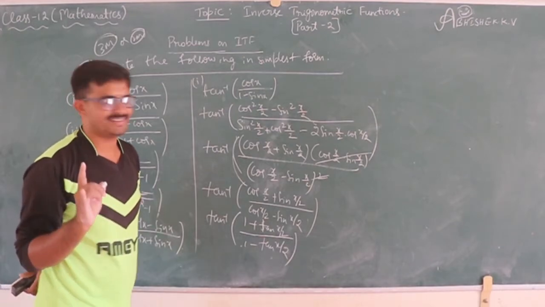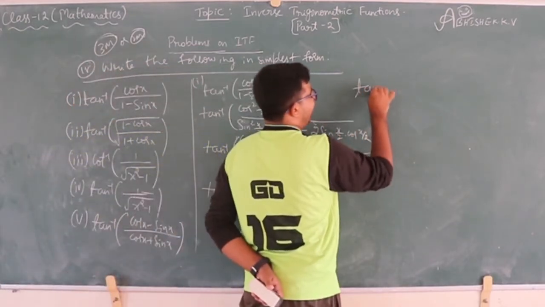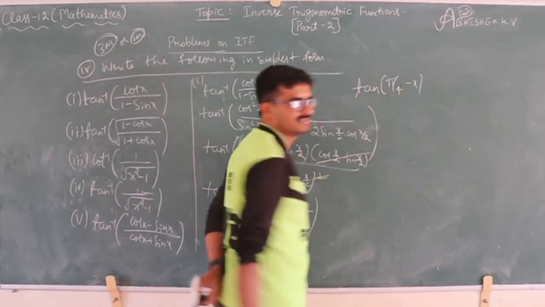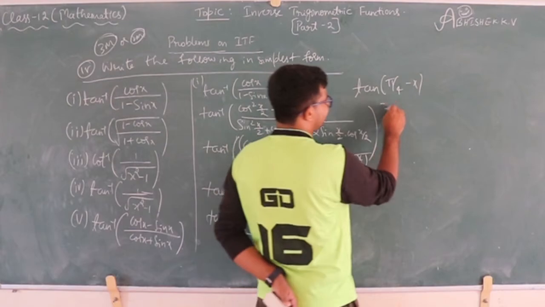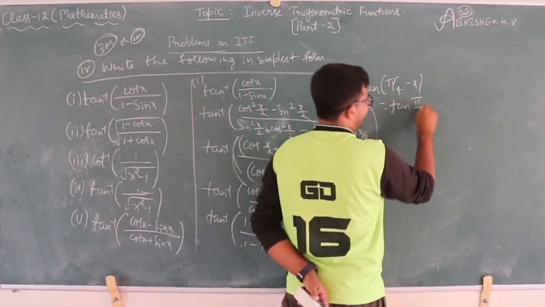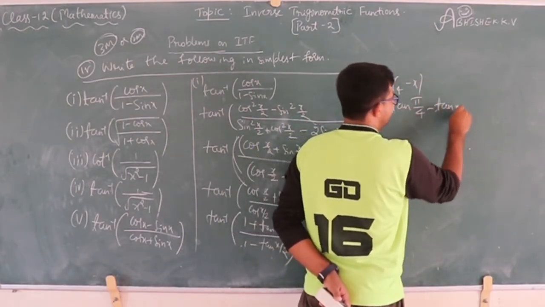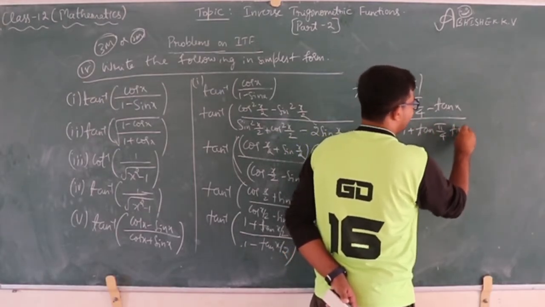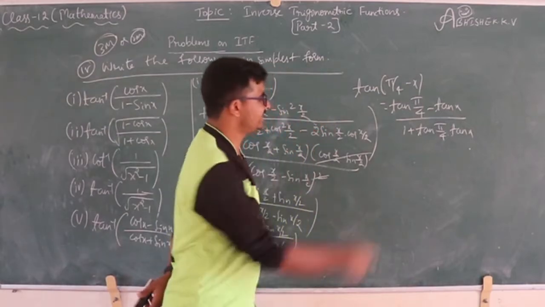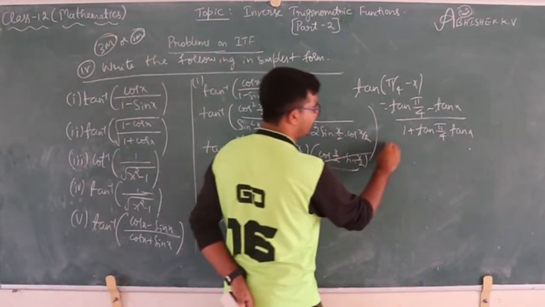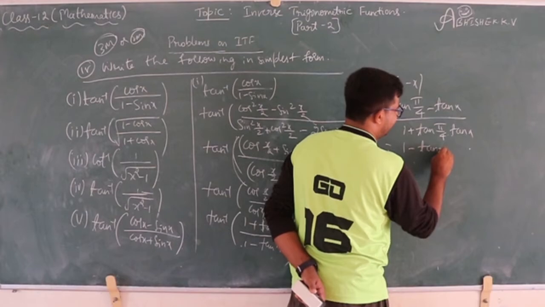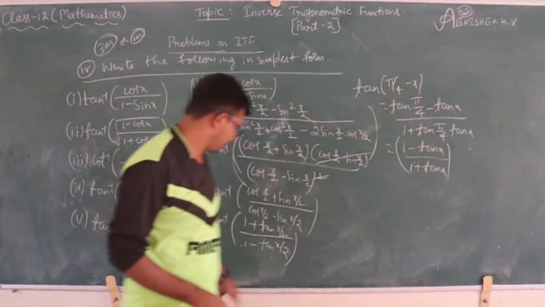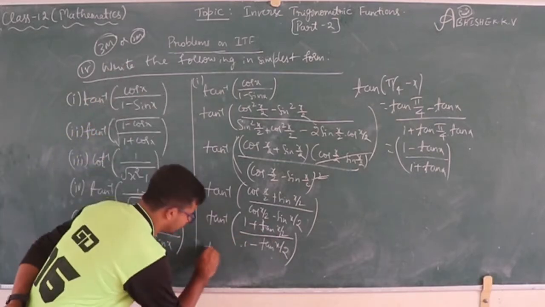Using the trigonometric method, what is tan of pi by 4 minus x? This is equal to tan A minus tan B divided by 1 plus tan A into tan B. What is tan pi by 4? It is equal to 1. Therefore, it becomes 1 minus tan x divided by 1 plus tan x. Instead of x, what we have is x by 2. Therefore, this can be written as what?